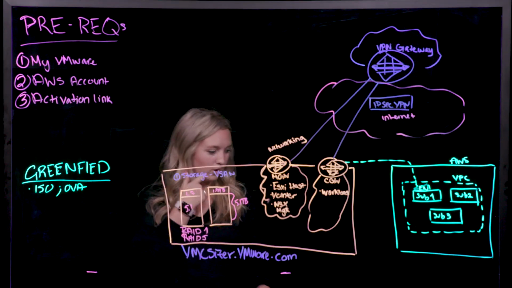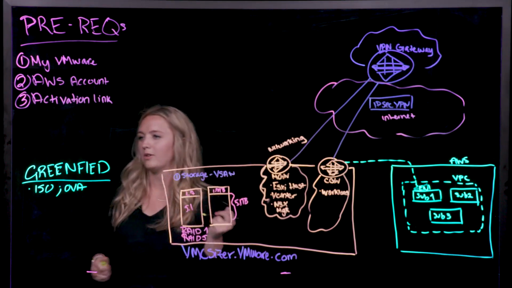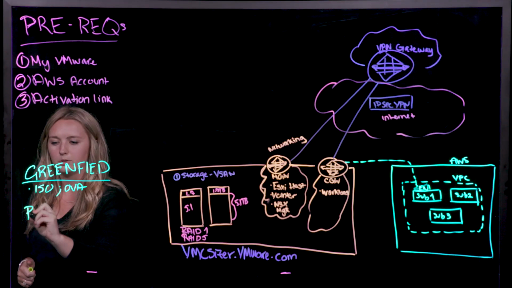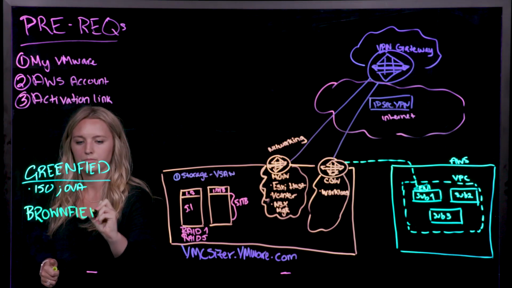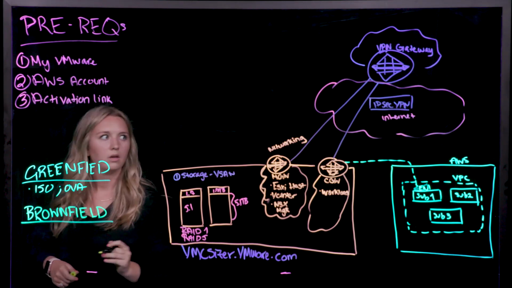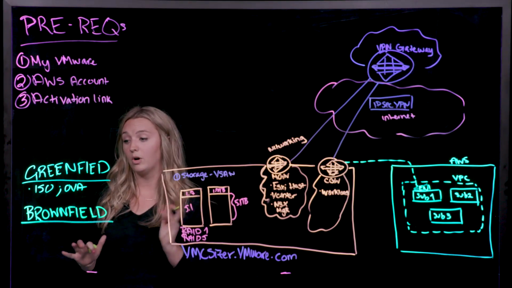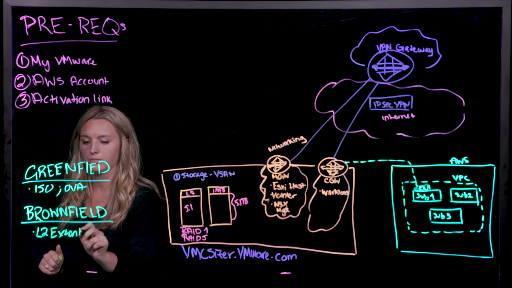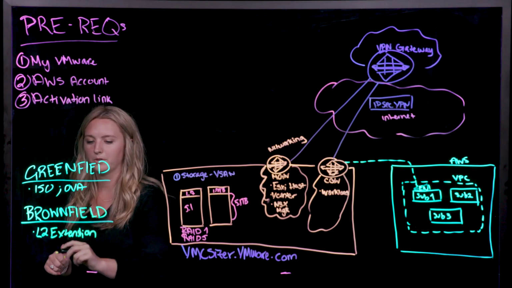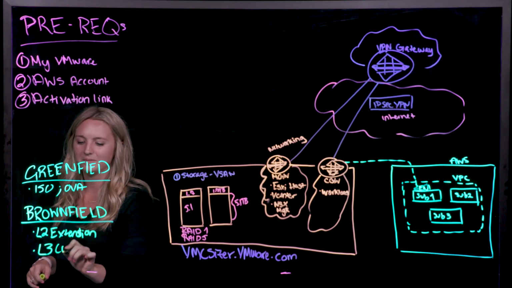The second option, which is probably more likely for this, and I don't have a brown color, so I will just use yellow, is brownfield. There are going to be 2 options in the brownfield. It's going to be L2 extension, not a great speller, and I know I spelled that wrong, right? Yeah. And then L3 cutover.